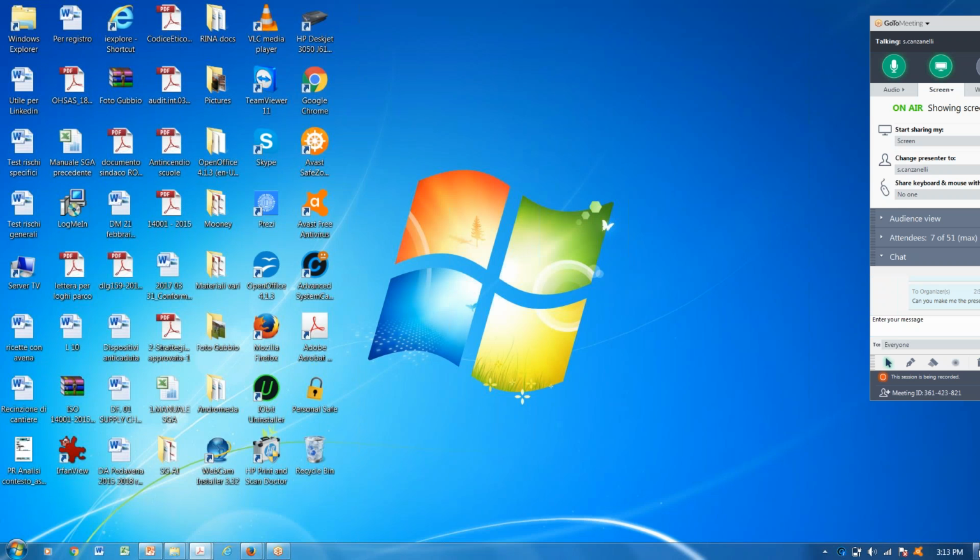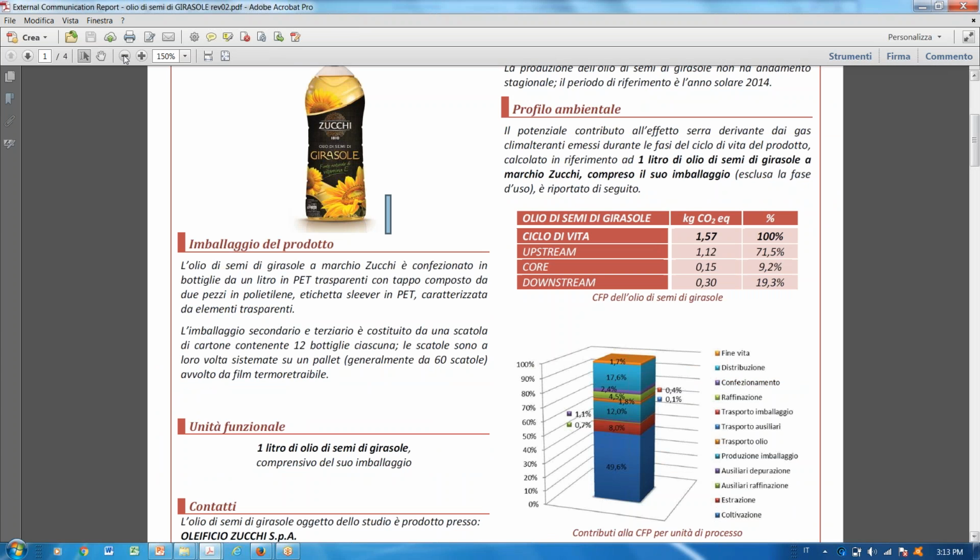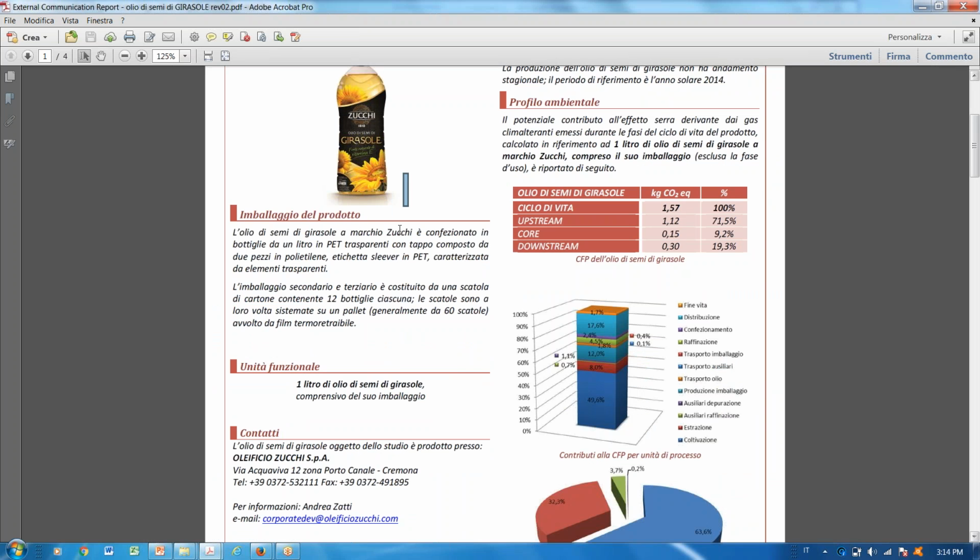Oh, okay. So this is another kind of, I'm sorry, this is in Italian. This is another kind of ecological label. But the method is the same, which is life cycle assessment. This is the object of the life cycle assessment, and these are the indicators that result from the study.